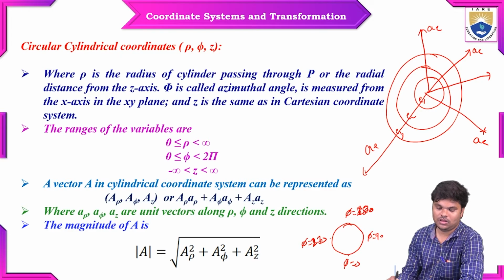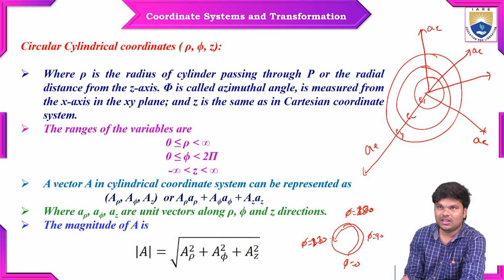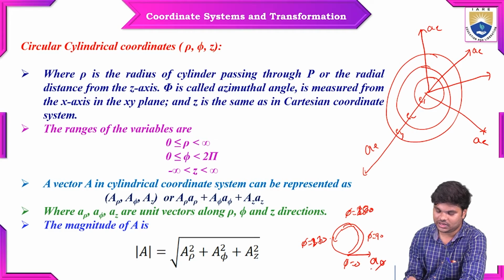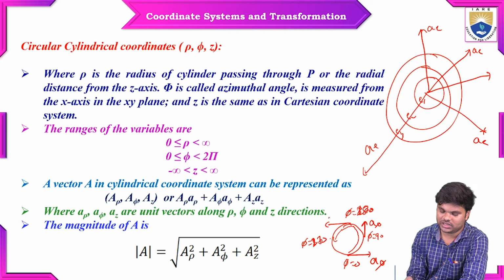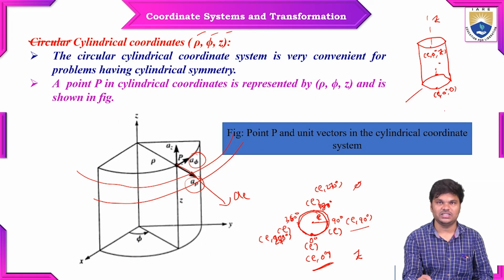If we go in the anti-clockwise direction, we have increasing values of phi. So my A phi direction should be along increasing values of phi. At this point, the A phi direction is like this. At this point, the A phi direction is like this. At this point, the A phi direction is like this.